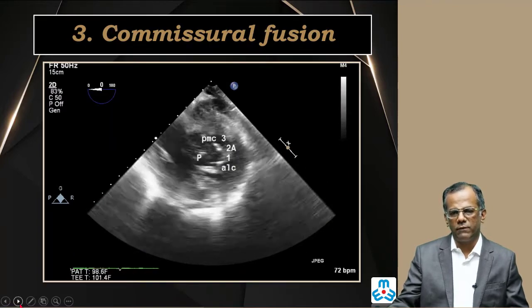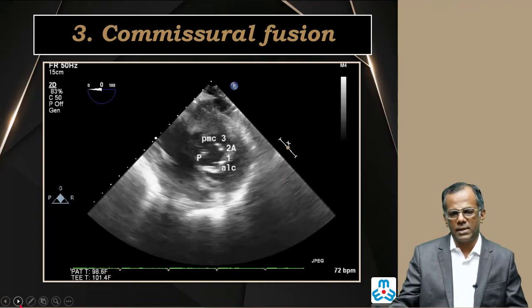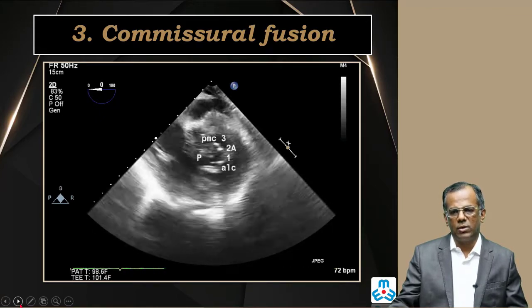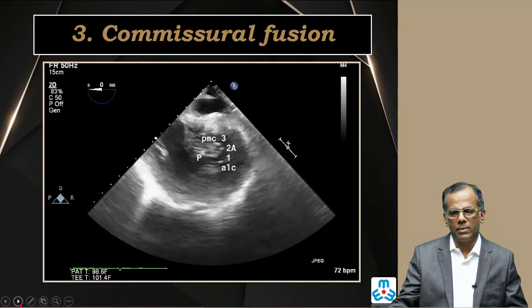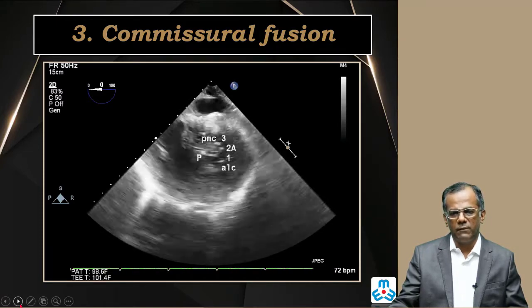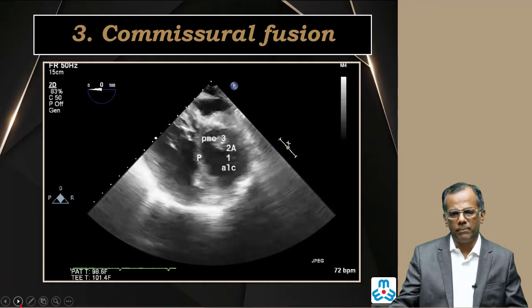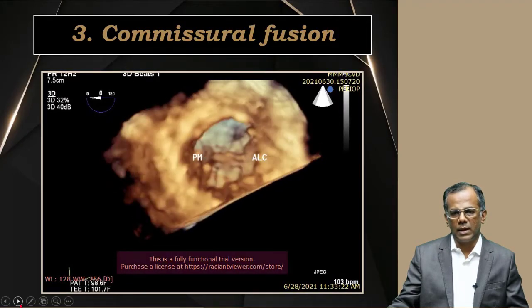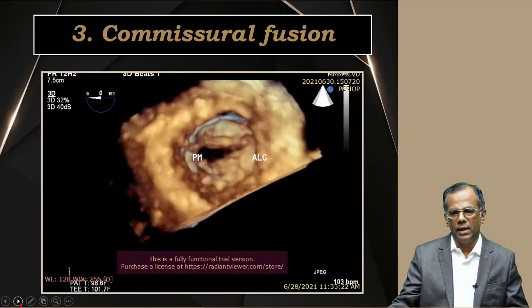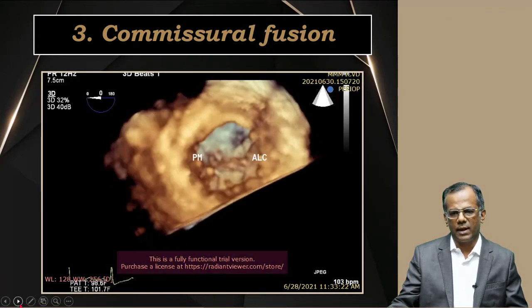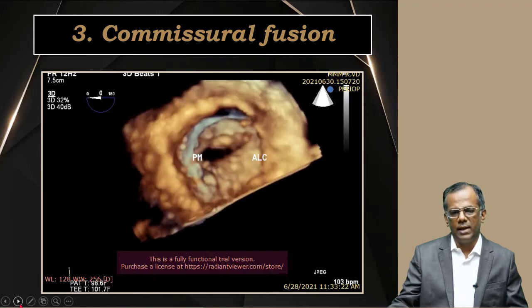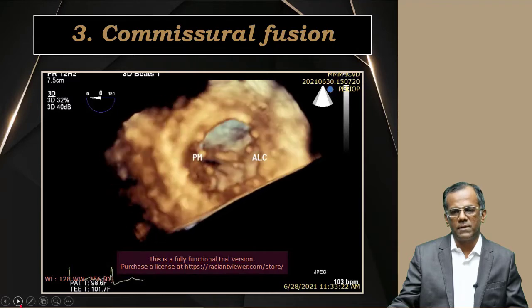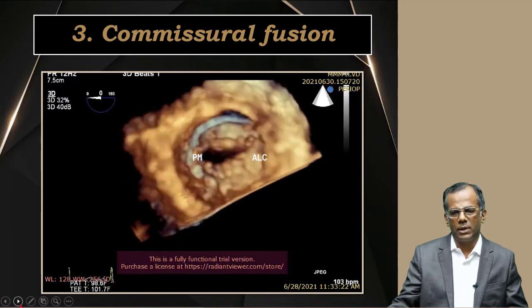You also have commissural fusion. This is best viewed in the transgastric basal short axis. Here you see a commissure, the anterolateral commissure which is fused, and the posterolateral commissure which is free. It's quite difficult to look at this commissural fusion in 2D. It's much easier to look at commissural fusion in 3D. This is a 3D zoom which is cropped from the left ventricular side, and you can see that the anterolateral commissure is fused while the posterolateral commissure is free. And this commissural fusion gives it the characteristic fish mouth appearance in rheumatic mitral stenosis.